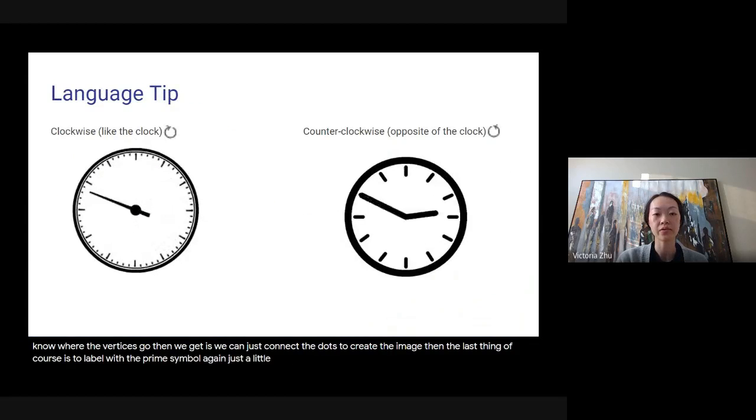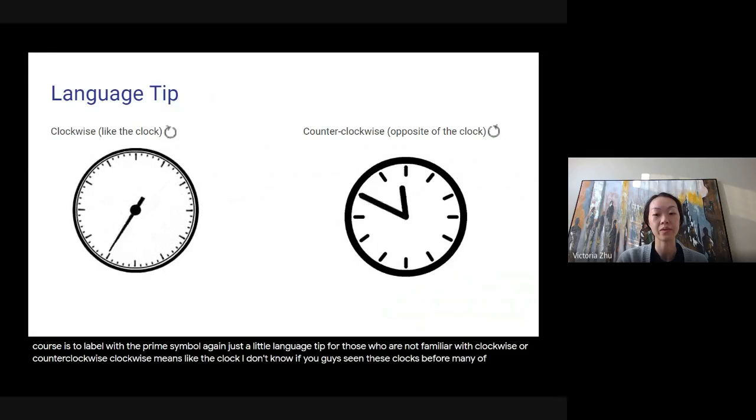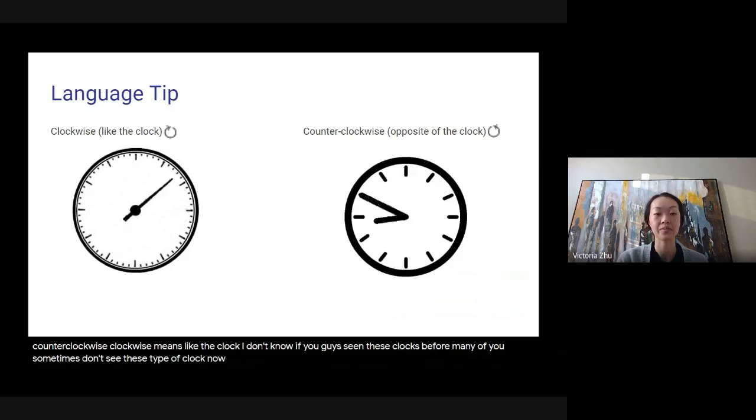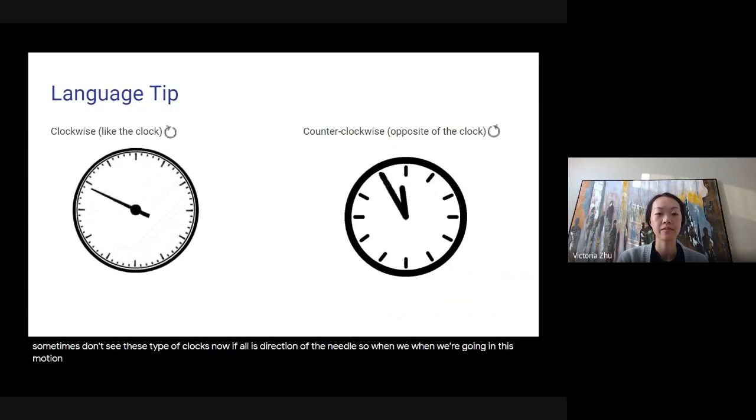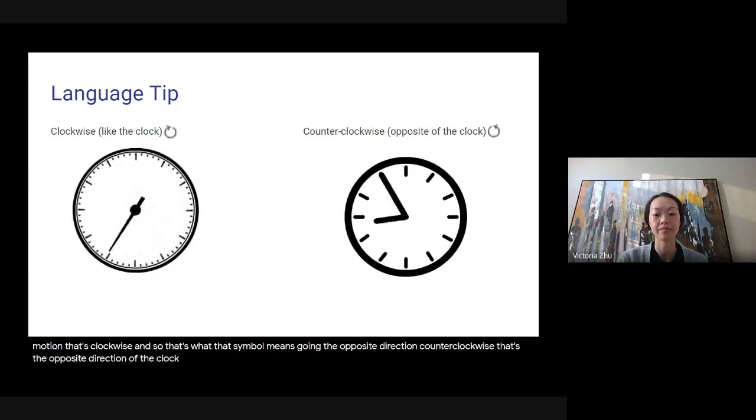Just a little language tip for those who are not familiar with clockwise or counterclockwise. Clockwise means like the clock. I don't know if you guys have seen these clocks before. Many of you sometimes don't see these type of clocks now. It follows the direction of the needle. So when we're going in this motion, that's clockwise. And so that's what that symbol means. Going the opposite direction, counterclockwise. That's the opposite direction of the clock.